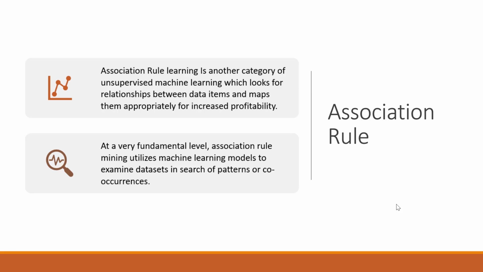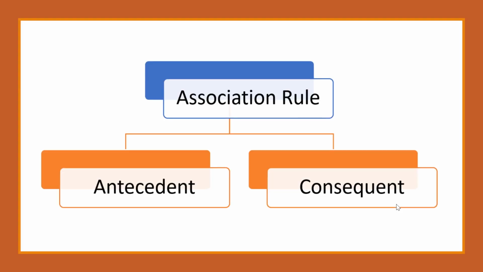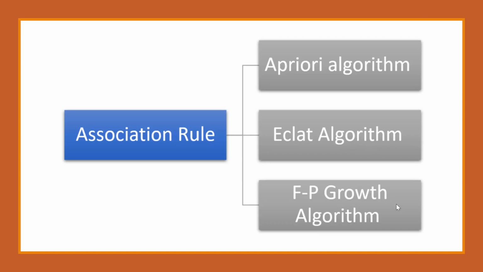So this association rule consists of two major components. The very first is the antecedent and the second one is the consequent. An antecedent is something that can be located in the data, and an object that is discovered along with the antecedent is known as the consequent. So these are the two main components of association rule. Let's move forward and discuss the different types of association rule. The association rule is categorized into three major algorithms.